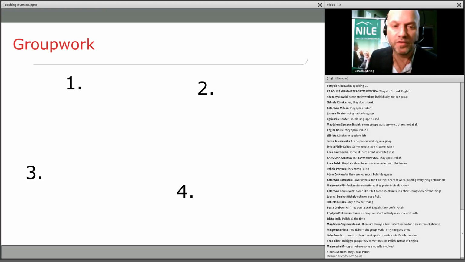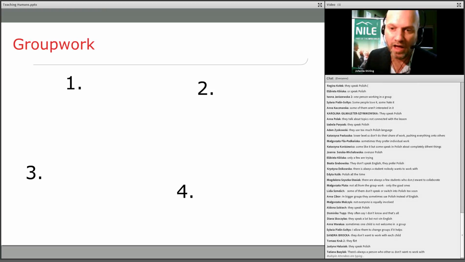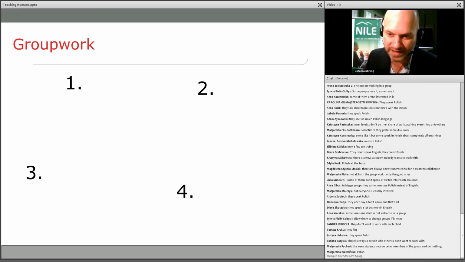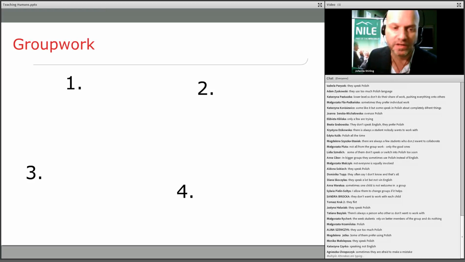Okay, so we've got issues like only a few of them are trying, only a few of them are using English, many of them are not engaged, right? So here's an activity to try and help with that, right?